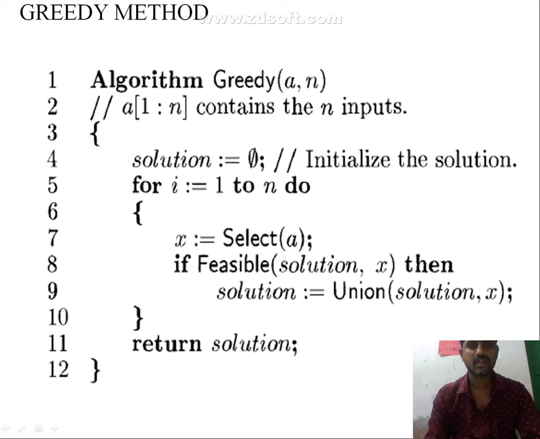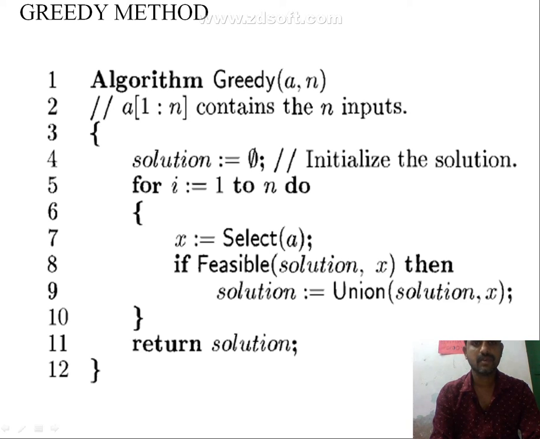Then solution equal to phi; initially we assign the solution as empty. Then go for the loop: for i equal to 1 to n, x equal to select of a. If feasible of solution comma x, then solution equal to union of solution comma x, and return the particular solution. This is the greedy method.